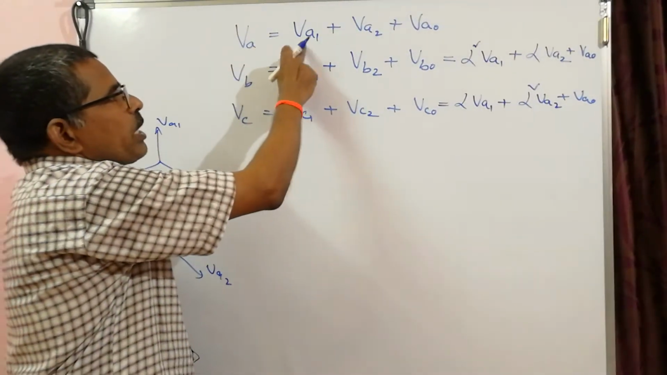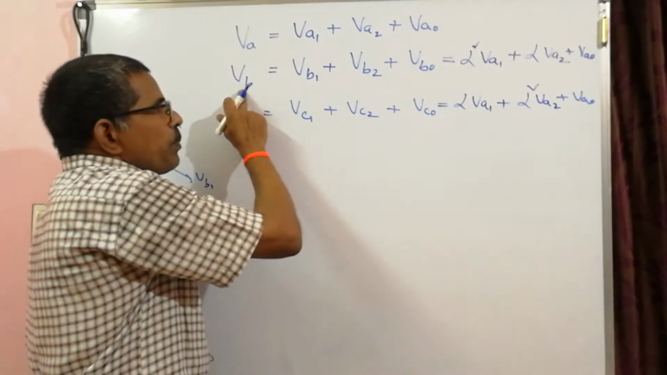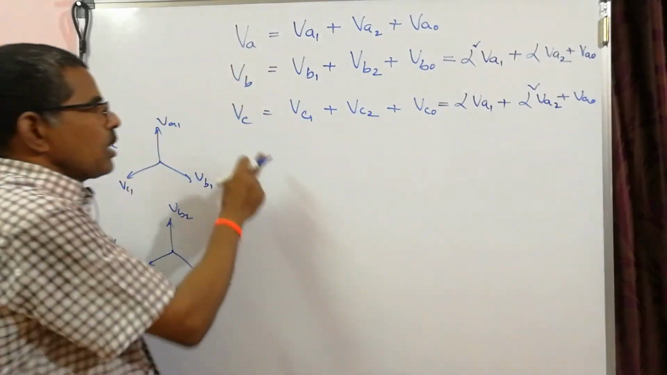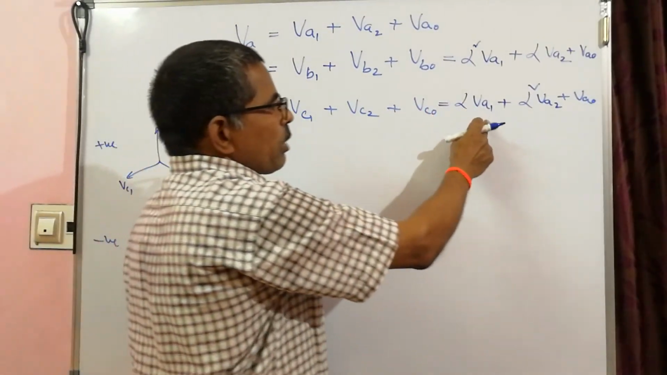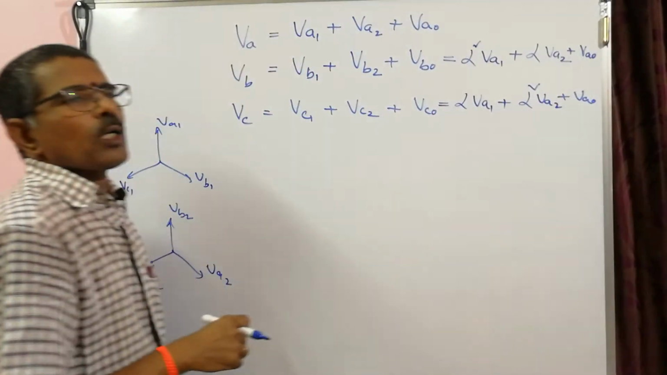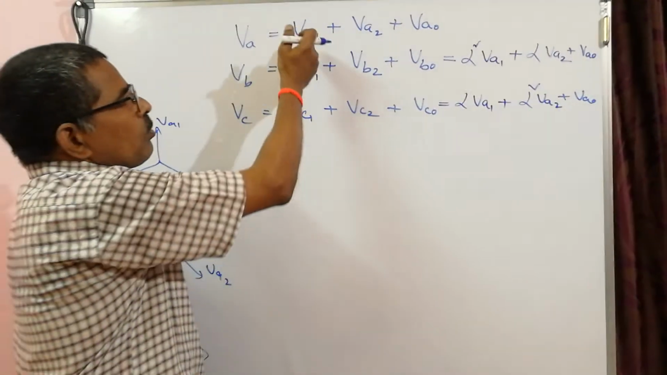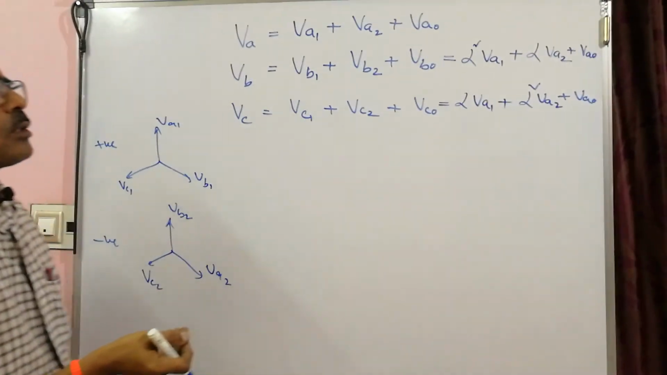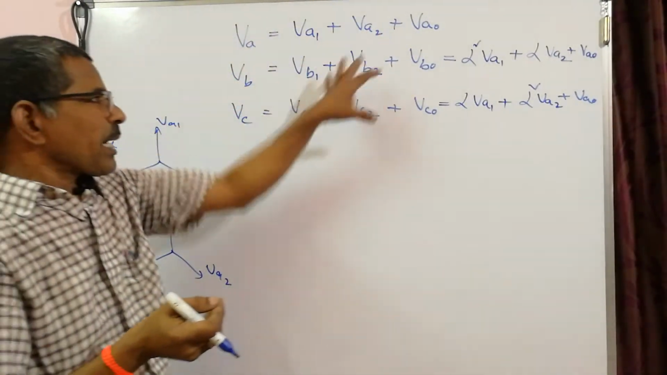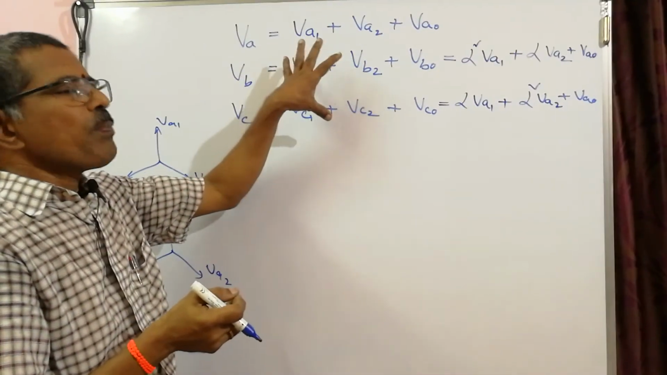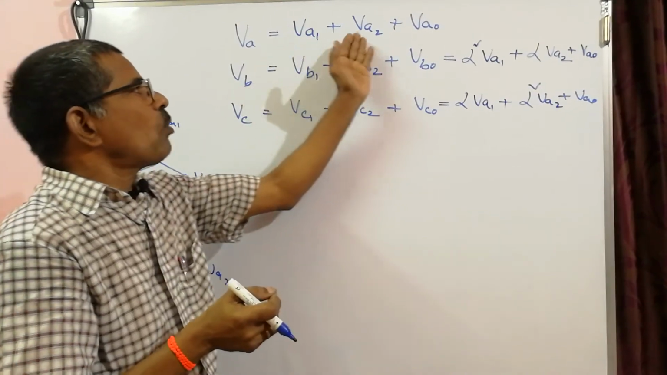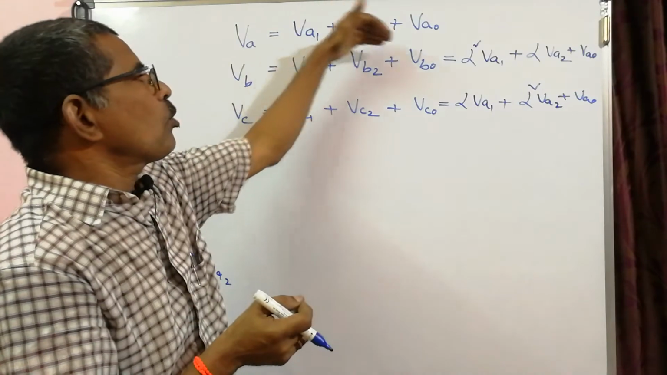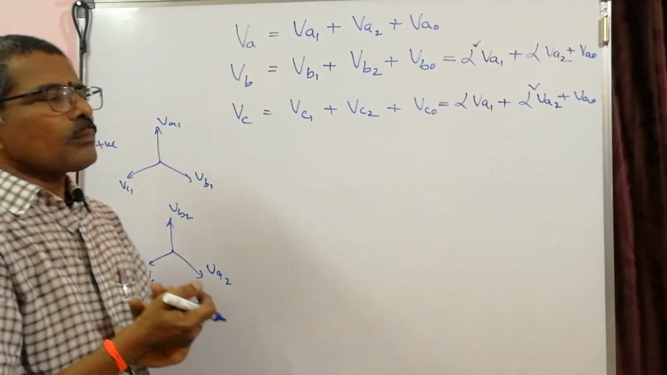So, VA is VA1 plus VA2 plus VA0, VB is alpha square VA1 plus alpha VA2 plus VA0, VC is alpha VA1 plus alpha square VA2 plus VA0. So, now you can see only 3 are unknowns, we know alpha. Okay. So, even though these are 9 as appearing, but only 3 quantities if we know, remaining all you can refer in the known quantities. Okay.